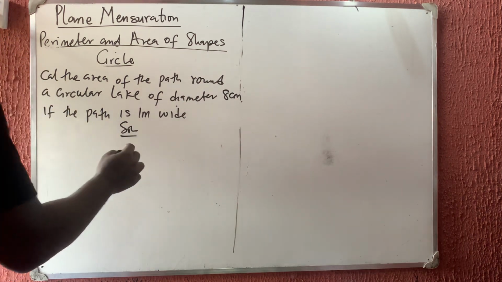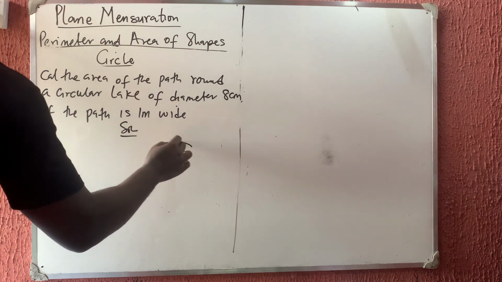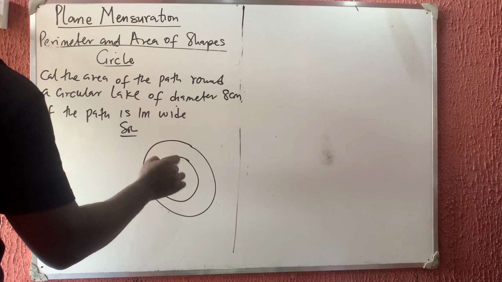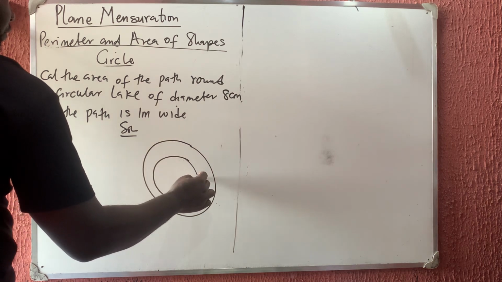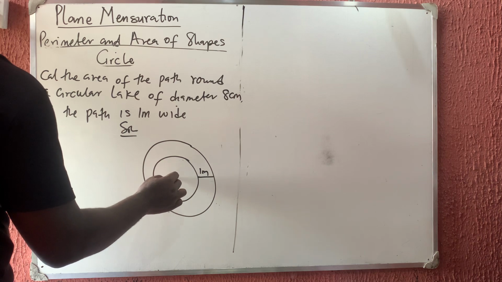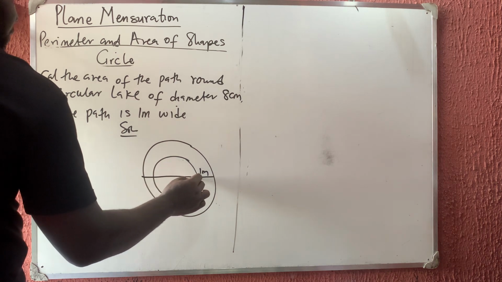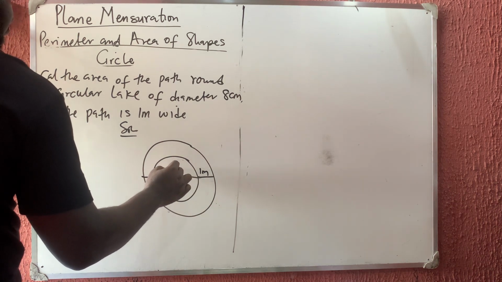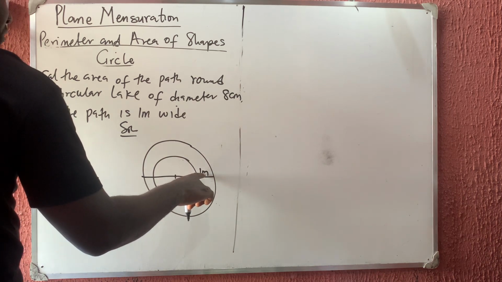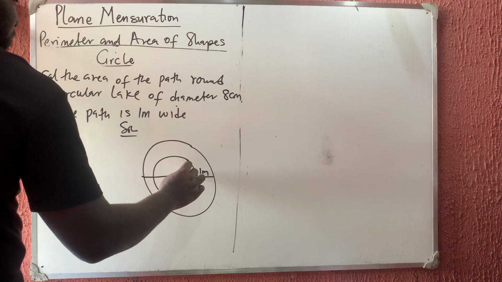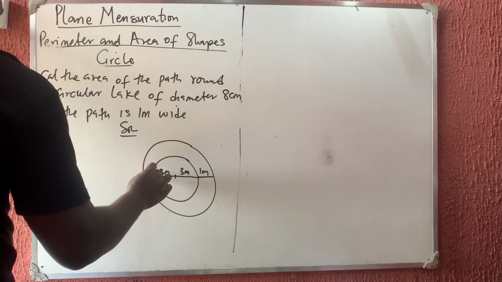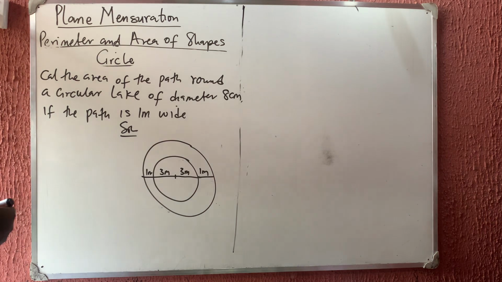Now, if you draw it, you will understand it. So let us just draw it. So I have that this is the circular lake, and then this path goes around it, and the width of this path is 1 meter. But they told us that the diameter, that is from one part of the circumference to the other part of the circumference through the center, is 8. So the radius here is 4. So if here is 1, automatically here will be 3 to make it 4. So here is another 3, and then here is 1. Okay, that is to make it complete 8.